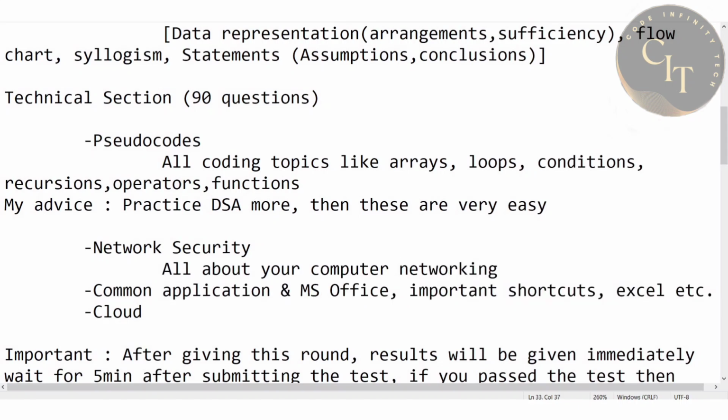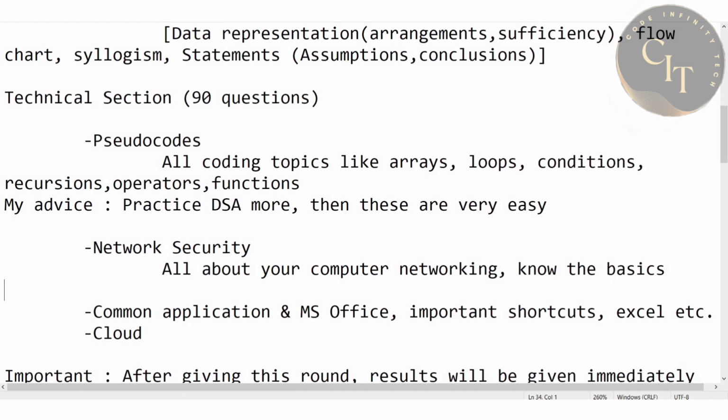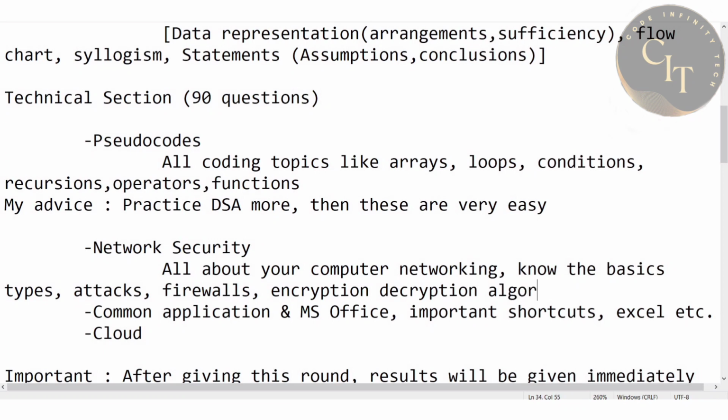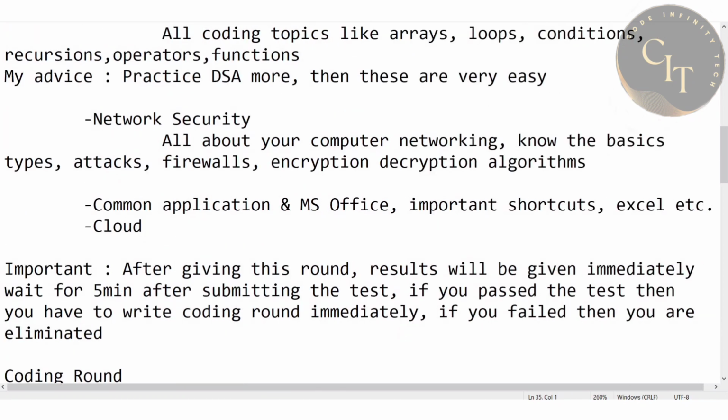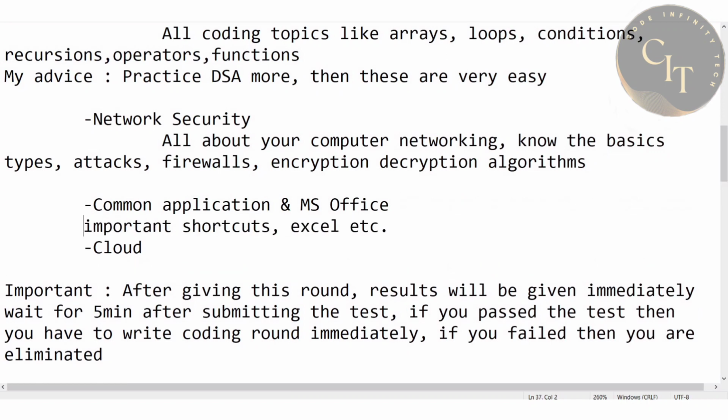And then moving to network security. In case you are a computer science student, you will be having computer networks, so you will know the basics: types of attacks, firewalls, and then encryption and decryption algorithms. So get to know the fundamentals of network security. Even if you are not a CS student, get to know the fundamentals through the internet. If you are a CS student, it will be an advantage because it is covered in the academics also.